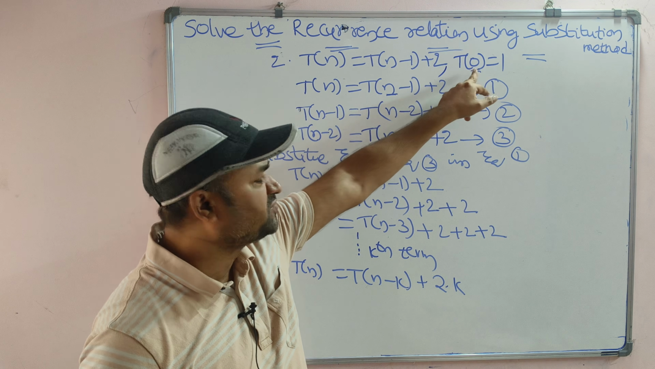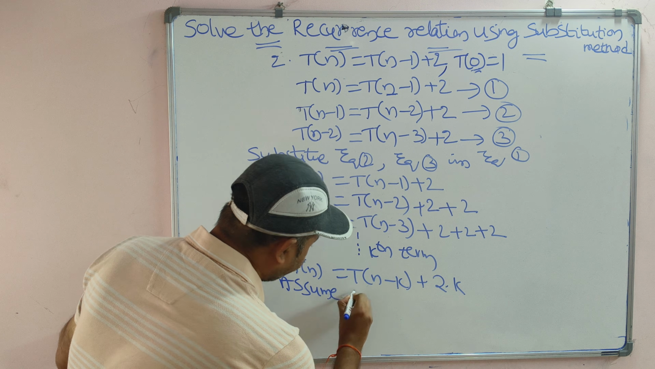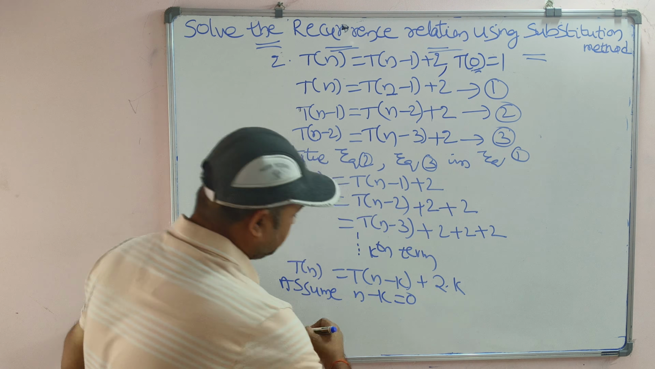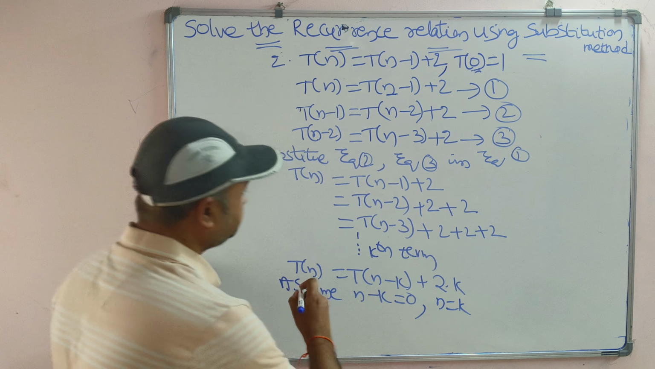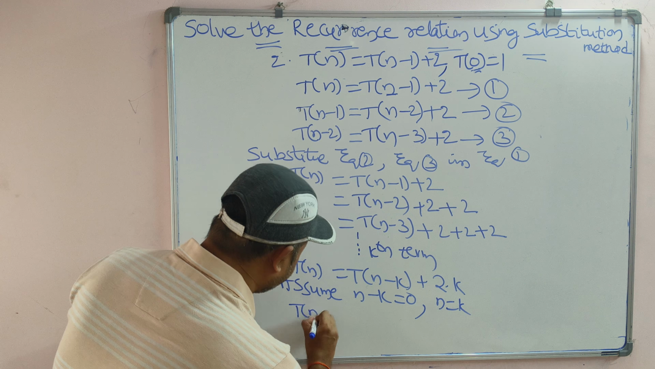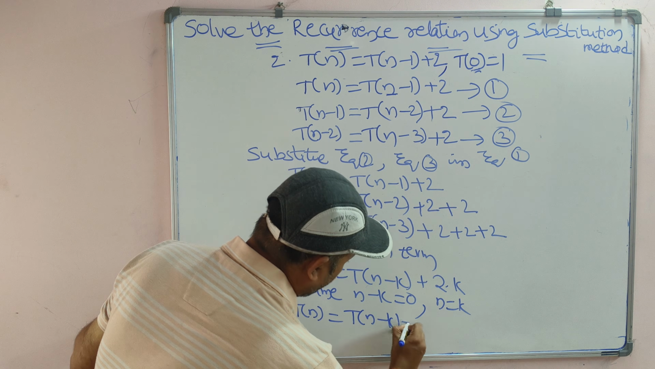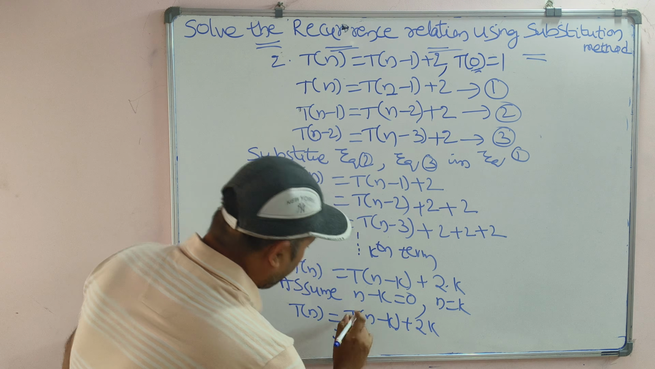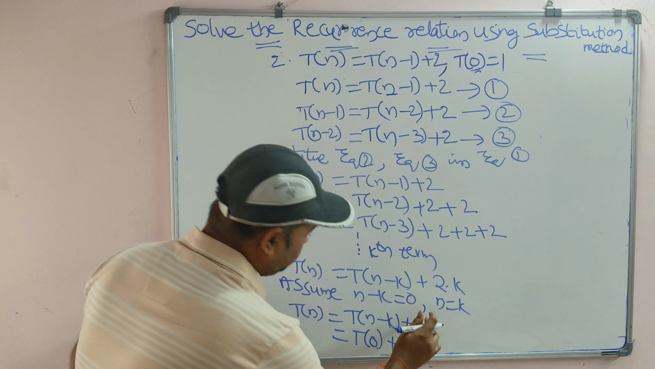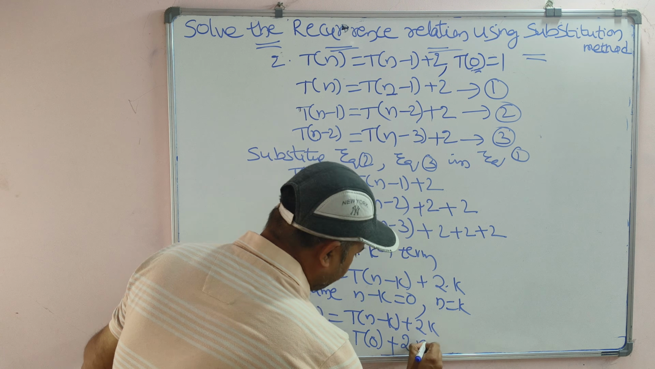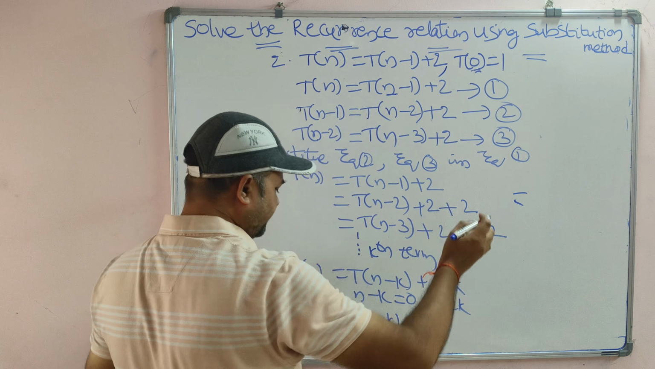Here initially t of 0 is given. So assume n minus k equal to 0. Then we can say that n is equal to k. Here t of n is given. T of n equal to t of n minus k plus 2k. T of what is n minus k? 0. T of 0 plus 2 into what is k value? N. 2 into n. So here what is t of 0? T of 0 means 1.